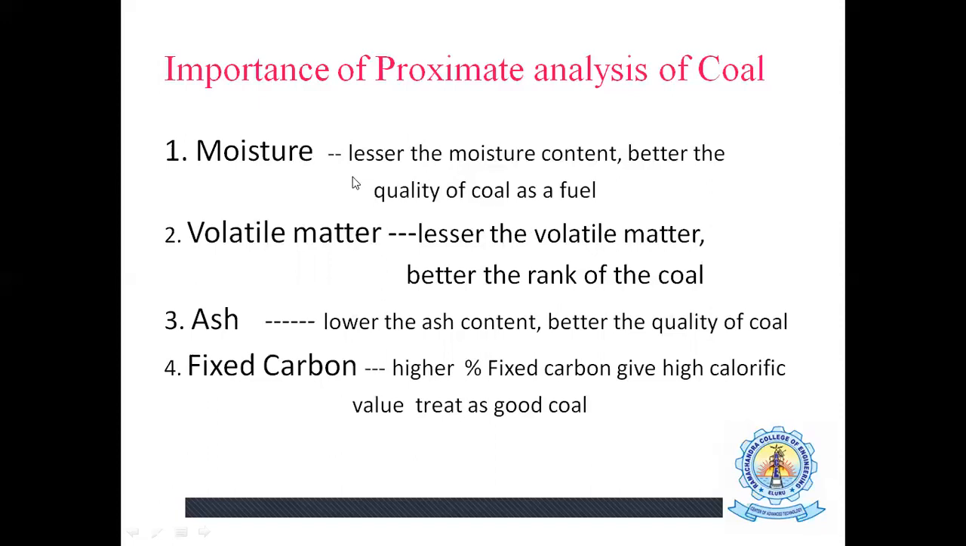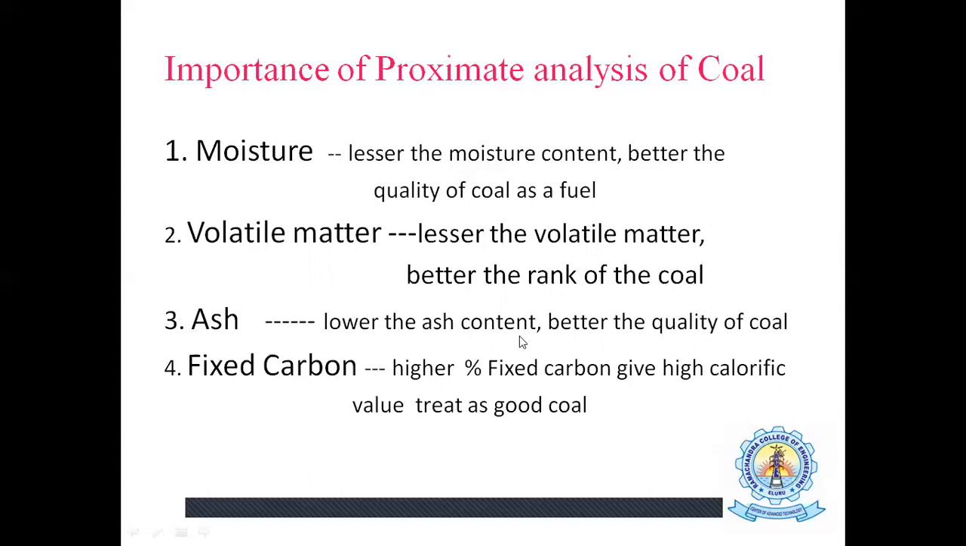That means if we have a low percentage of moisture in the coal, it has a high calorific value, and that means it is a good coal. And the second one is volatile matter. I already said that the volatile matter is unburnt organic and inorganic gases. Unburnt means it does not give calorific value, so the lesser the volatile matter, the better the rank of the coal. So we have to choose coal which has a low volatile matter percentage. And the third one is ash.